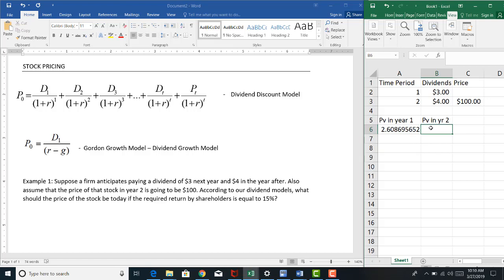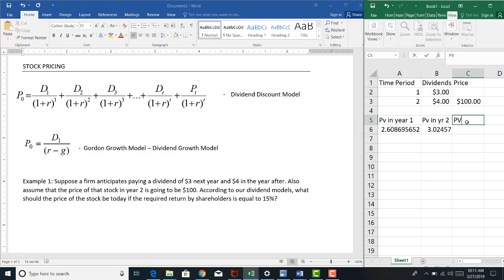In year 2, I'm going to take the dividend in year 2 and put it in present value terms. So I'm going to say equals my $4 dividend in year 2, divided by 1 plus R, 1.15 raised to the power of 2. And that $4 dividend that will be paid 2 years in the future is only worth about $3.02 in today's terms. So this is the present value of the first year's dividend and the present value of the second year's dividend. Notice that I only have 2 years of dividends and I have the price of the stock in year 2.